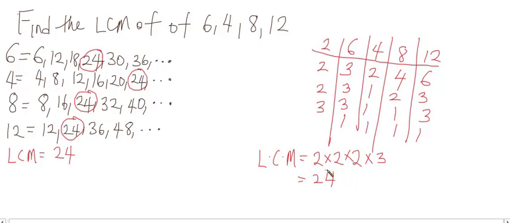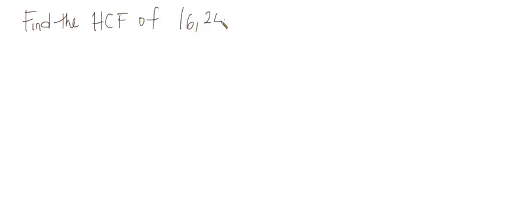So let us now look at an example on HCF. Since HCF is about factors, we need to list out the factors of each number. So let us take, for example, to find the HCF of 16, 24, 20, and 20. What we do here is list out the factors. And listing out the factors, if you remember, we are trying to list out the numbers we can multiply to give us 16.